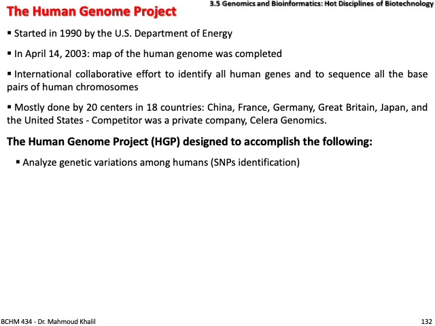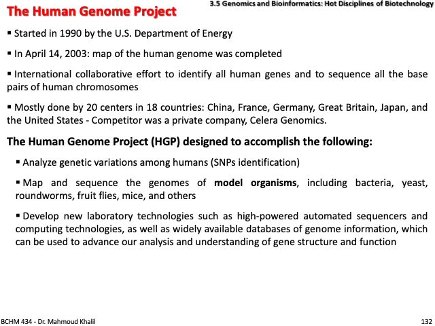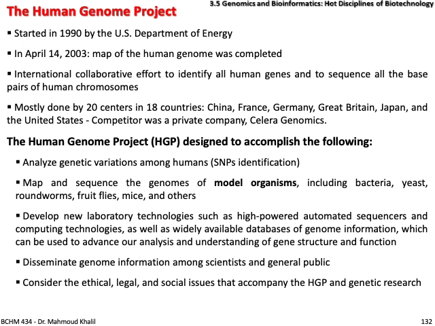The Human Genome Project, HGP, was designed to accomplish the following: analyze genetic variation among humans, that means SNPs identification; map and sequence the genome of model organisms, including bacteria, yeast, roundworms, fruit flies, mice, and others; develop new laboratory technology such as high-power automated sequencers and computing technology, as well as widely available databases for genome information, which can be used to advance our analysis and understanding of gene structure and function. It is used as well to disseminate genome information among scientists and the general public. They consider the ethical, legal, and social issues that accompany the HGP and genetic research.